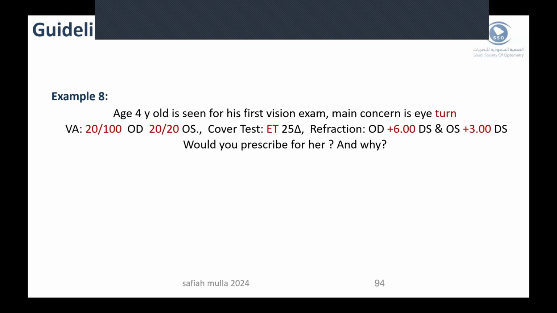She's 4 years old. Okay, full correction and patching OS, full correction, full and patch. Give full and plus 1.5 for the left eye. Yes, full correction, maximum plus. Full cyclo. Okay, most of them. So yes, she has hyperopia, she has amblyopia, she has anisometropia, and she has esotropia. So she has the full package.